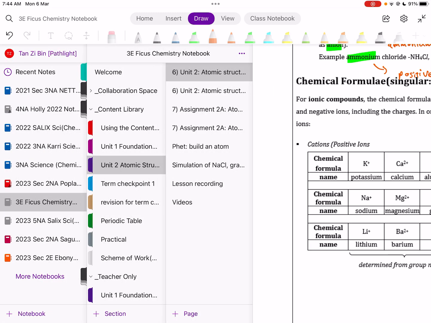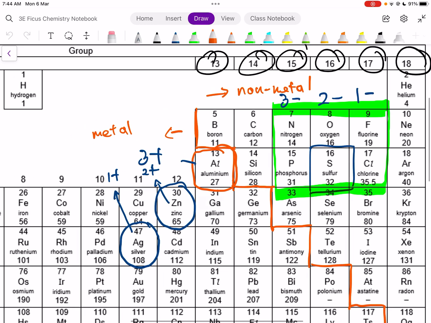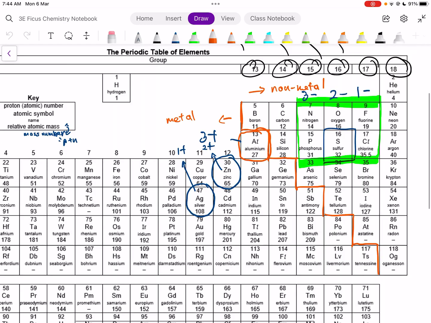So let's go to a periodic table. That day I already indicated for this one, in the middle block, group 11 and 12. You have silver, which is 1 plus, as well as zinc, which is 2 plus. Silver is in group 11, and zinc is in group 12. Very unique. They are not in group 1 and 2, but it's always 1 plus and 2 plus respectively. So do take note of these.